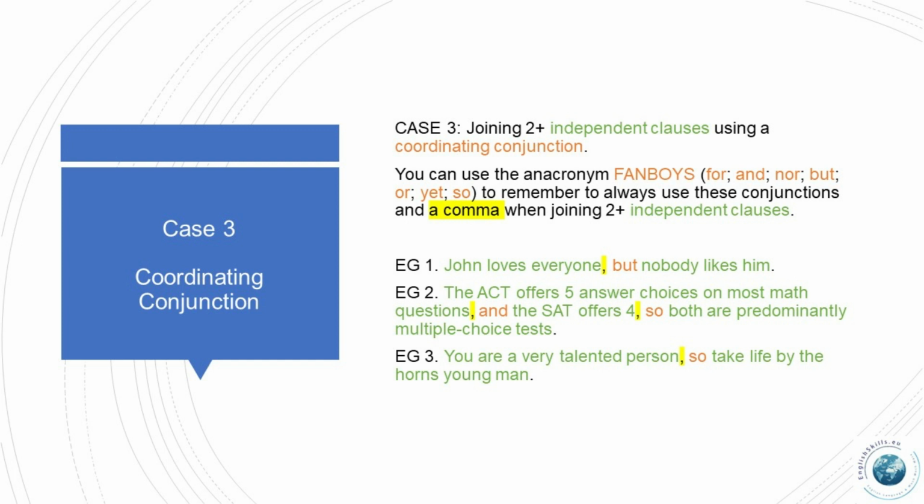Example 1, John loves everyone, but nobody likes him. Nobody likes him is a complete idea. John loves everyone, there's a contrast, but it's a sad story. Comma there because they're independent.